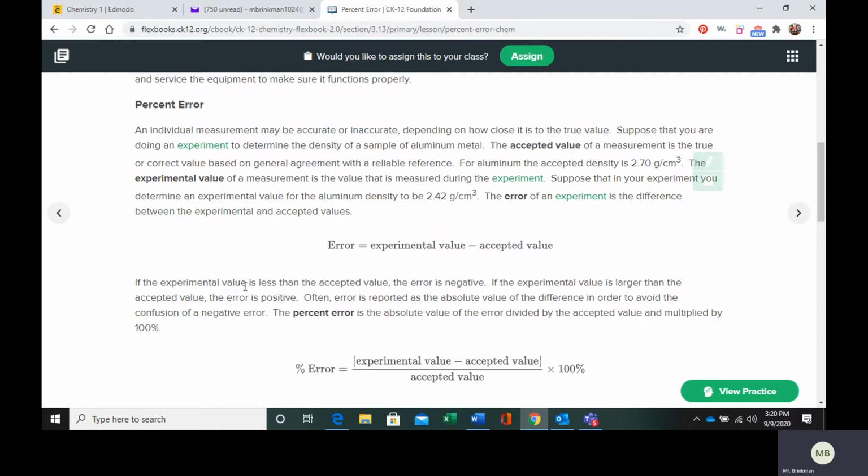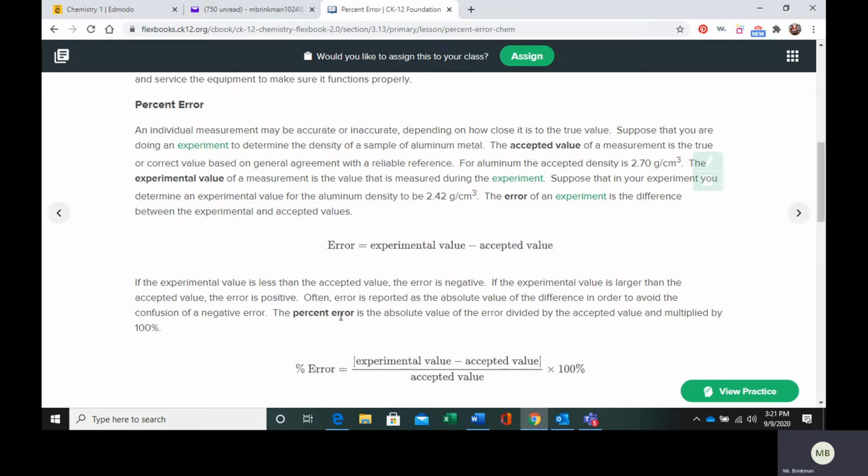Here's the thing, to calculate percent error, just so that we don't get a negative percentage, we want to put an absolute value on this top mathematical expression. Okay, so we want that absolute value of the error so that we don't get a negative percentage.